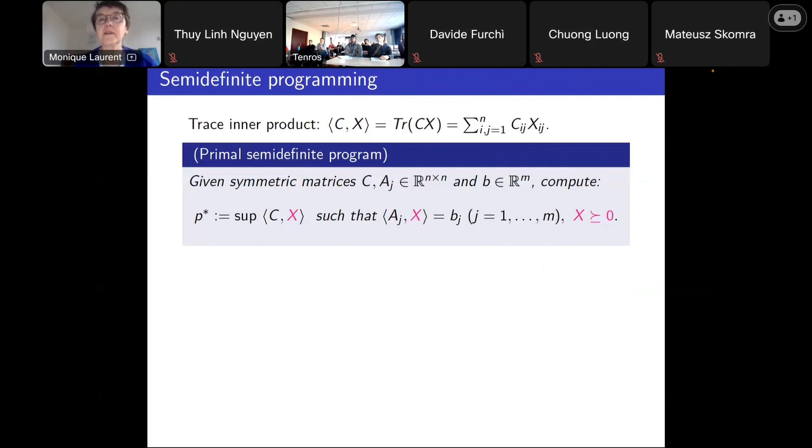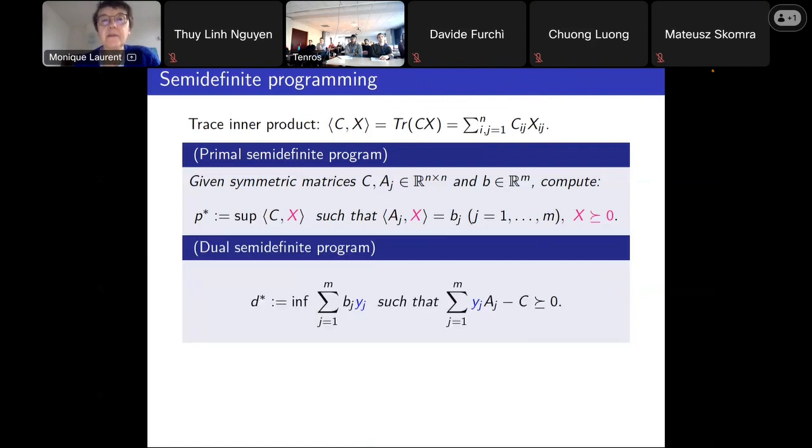On viewing a matrix as a long vector, if you wish. So this is a typical shape of a semi-definite program in primal form. Optimize the objective function C dot X, subject to the matrix X being positive semi-definite, so real symmetric positive semi-definite, and satisfying a bunch of affine equations. So every primal program comes with its dual.